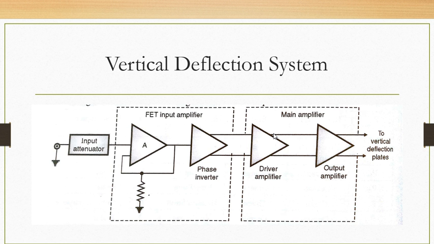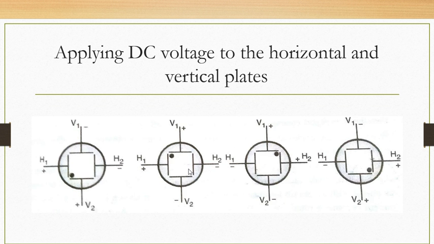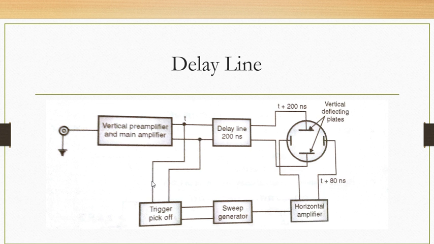After that we have seen the vertical deflection system. Then we have seen how to apply the voltage and what the orientation or position of the electron beam or dot will be. So we have seen different types of voltages which are applied to the horizontal or vertical plates. That also we have seen.